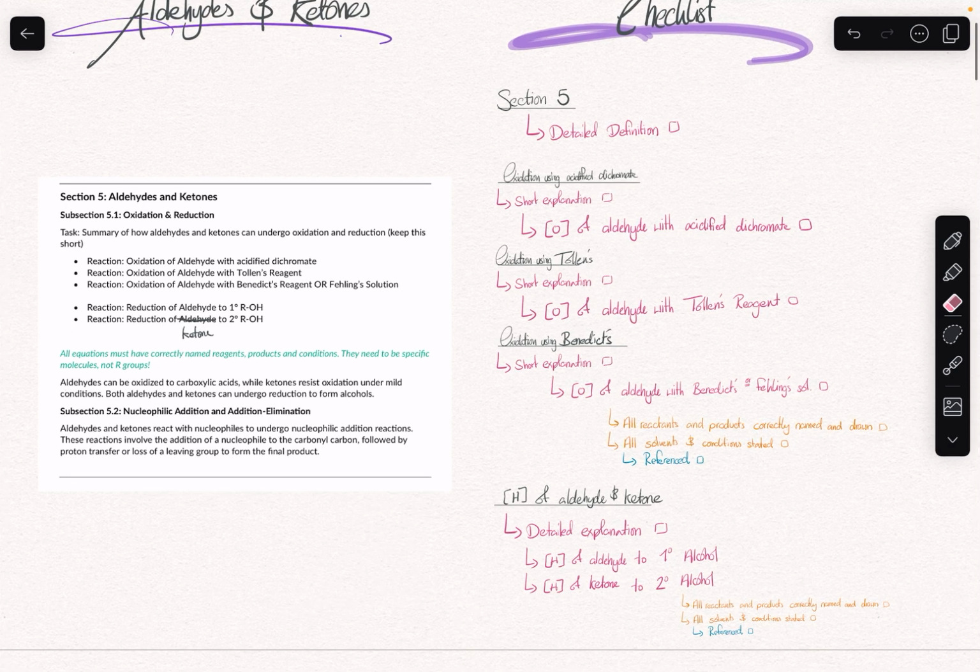So we've got section 5, detailed definition again. So I want you to go into a little bit of information about what aldehydes and ketones are. So the differences between the two of them and the fact that they contain the carbonyl group. But not much else after that. I know it says a detailed definition, but if I say keep it short, you'll give me 3 words. So give me a short paragraph around this about aldehydes and ketones with a reference as always.